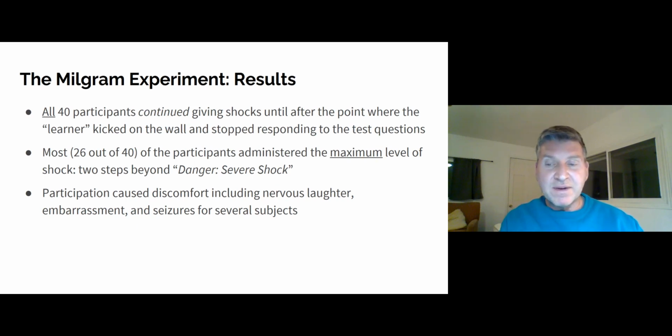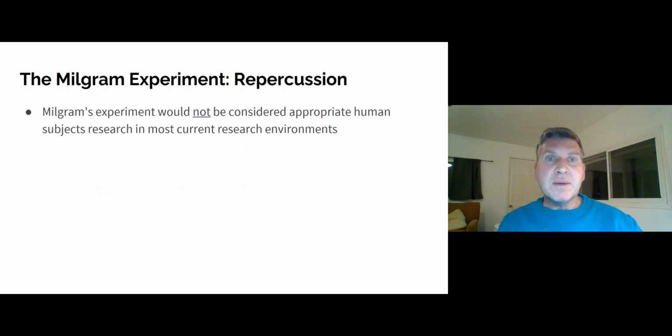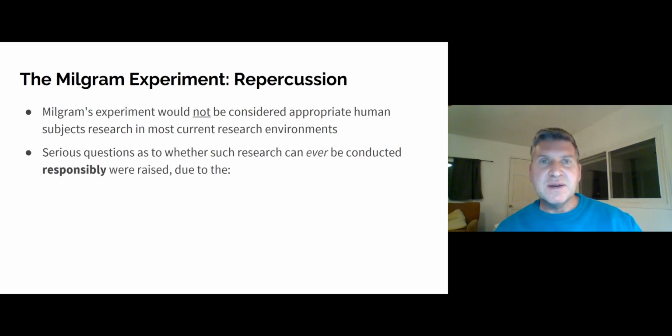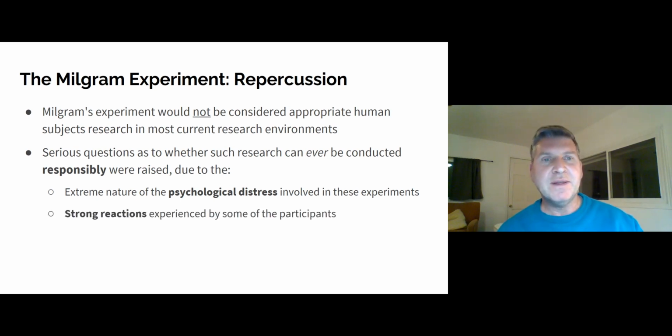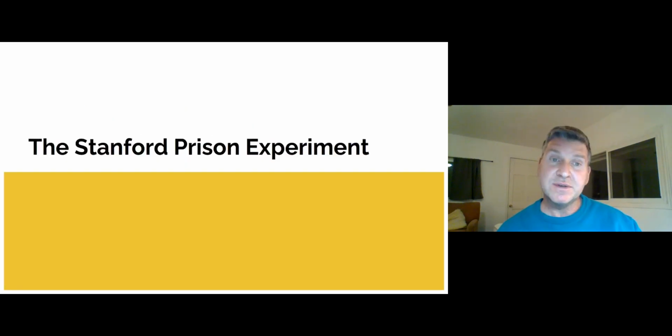Now that sounds very severe. The Milgram experiment would not be considered appropriate in today's research environment. How could this be done responsibly? One issue was the psychological distress involved in these experiments, actually providing shock to another human who's suffering, and the reactions experienced by some of the participants. In other words, some of them had seizures.